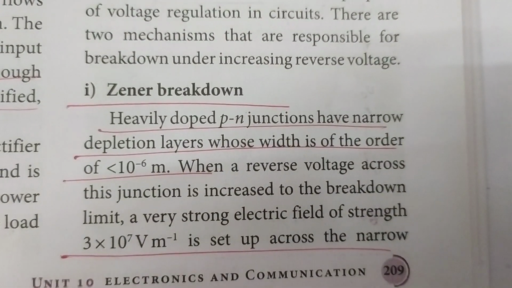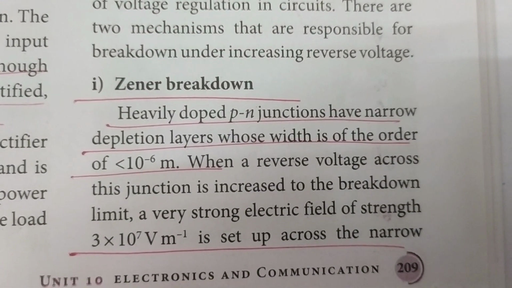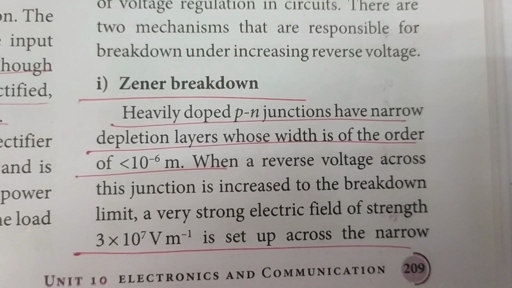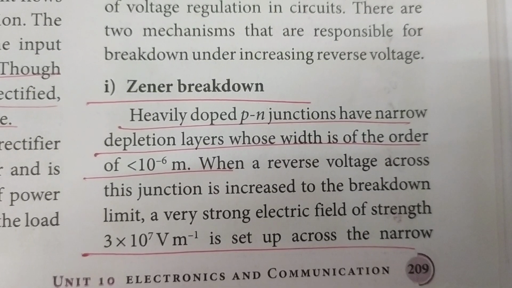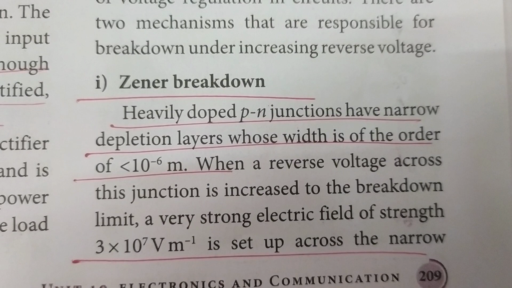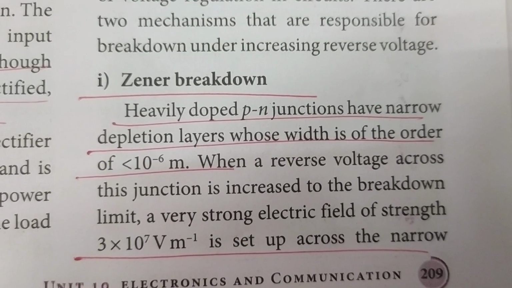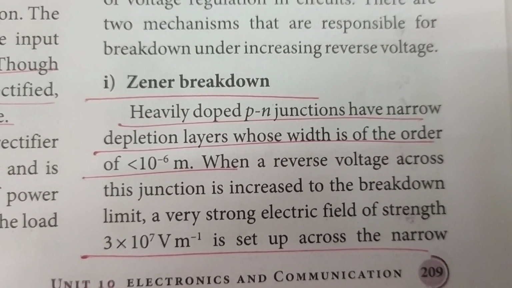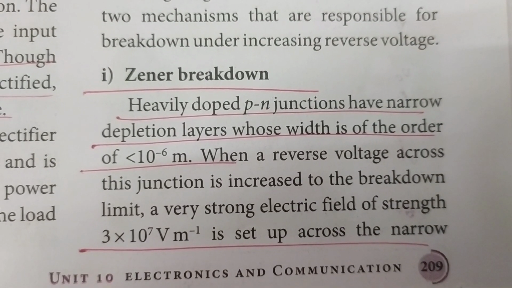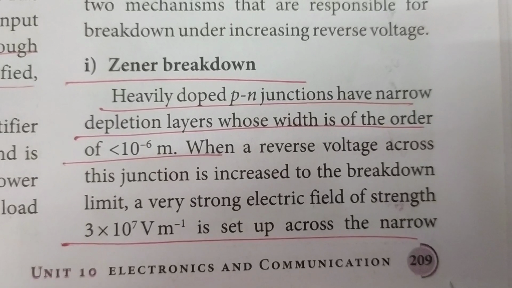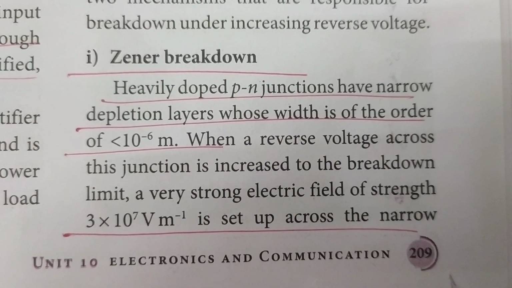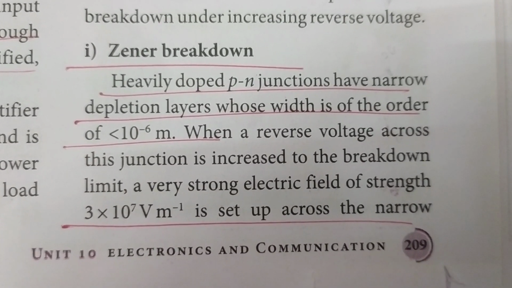Now we shall see that two types of breakdowns are there. One is called Zener breakdown, the other is called avalanche breakdown. There are some differences between them. Zener breakdown means it is heavily doped. Heavily doped means a large number of impurities are added. The depletion layer is very narrow, of the order of less than 10 power minus 6 meter. Because of that, a very strong electric field, 3 into 10 power 7 volt per meter, is set up across the junction.